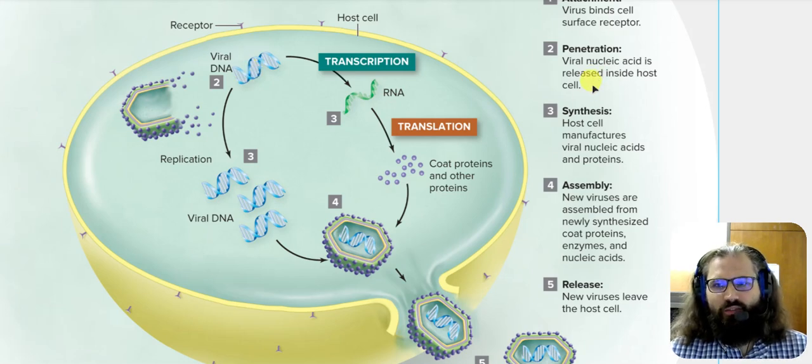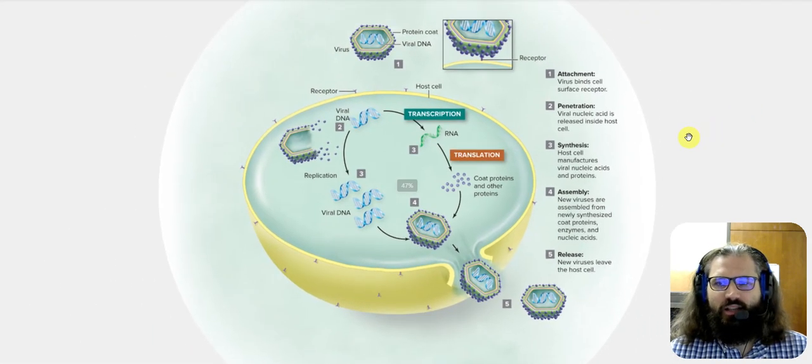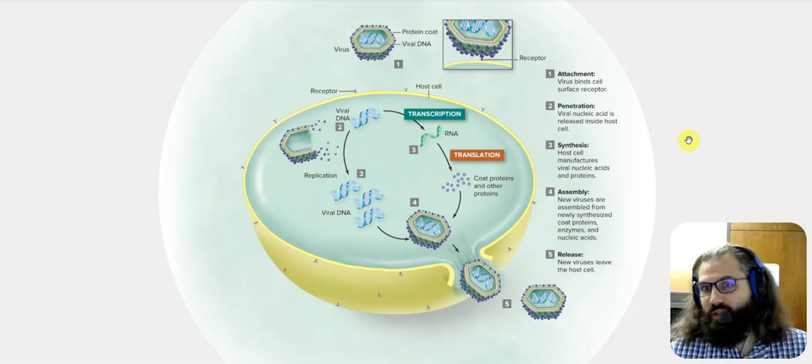So after penetration you have synthesis, and after that assembly when new viral particles are made, and then there's release. So those 5 steps here, that are attachment, penetration, synthesis, assembly, and release, you must know them. You must know them in order. You must know them backwards, out of order, all of it. So you just have to learn it.